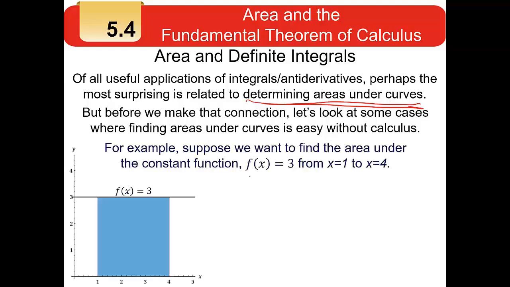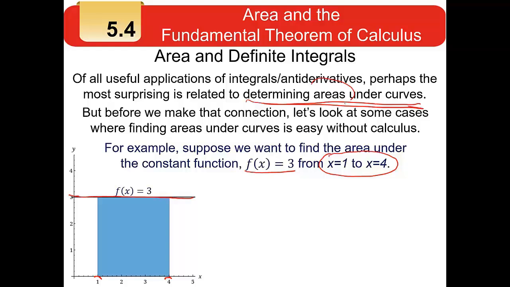Suppose I give you a function f of x equals 3. Now remember, that's y equals 3. That's a horizontal line going through y equals 3. And I want the area under that curve from 1 to 4. It's pictured over here to the lower left. And you can see that y equals 3 is just a horizontal line going through 3 on the y-axis. And if I want to go from 1 to 4 and look at that area, it just comes out to be a rectangle.